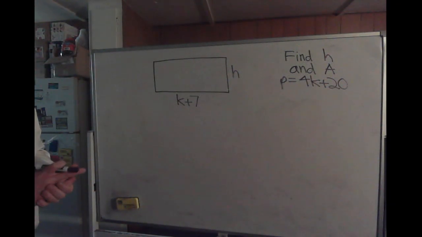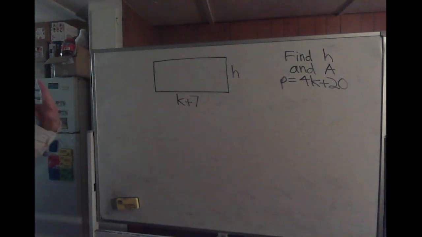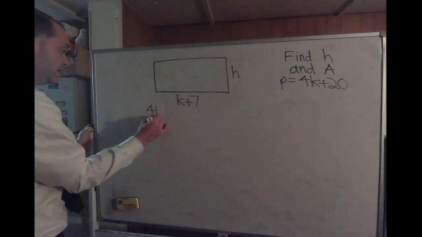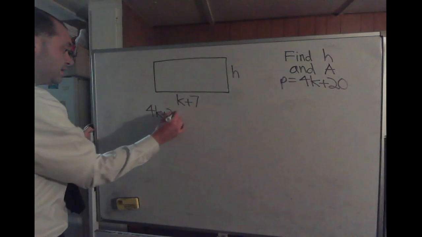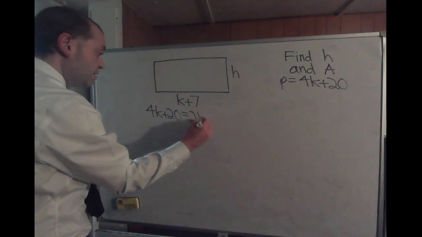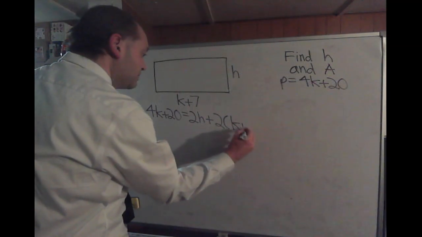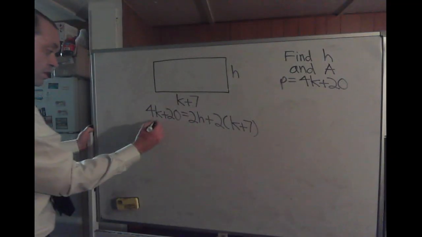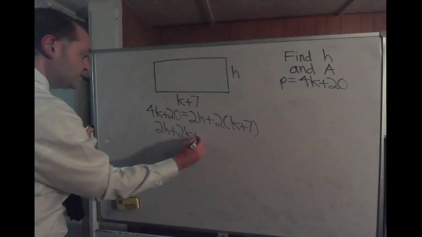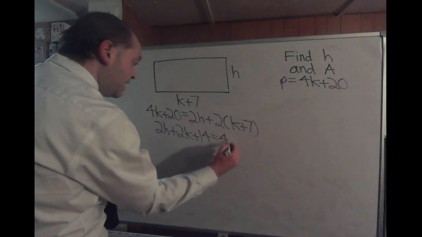Well, like the other problems, I would suggest we find the height, in this case in terms of k, which means we need to take our perimeter. So the perimeter, of course, is 4k plus 20. That's going to equal, of course, 2 times the height plus 2 times the quantity of k plus 7, which would turn this into 2h plus 2k plus 14. All that would be set equal to 4k plus 20.